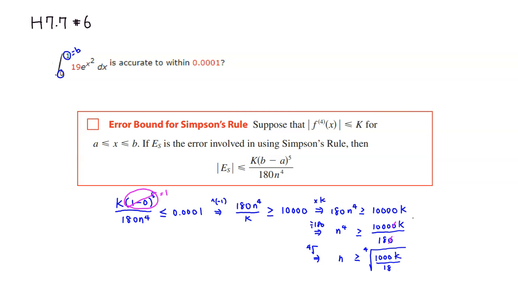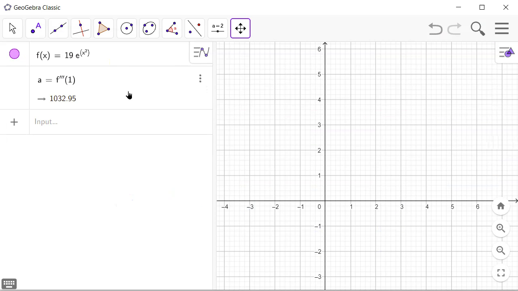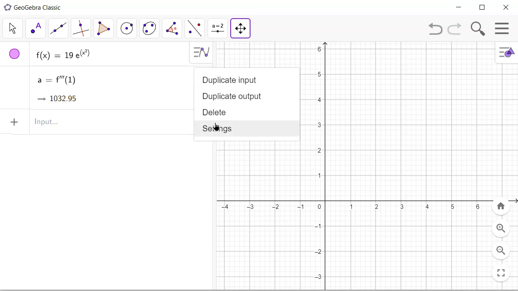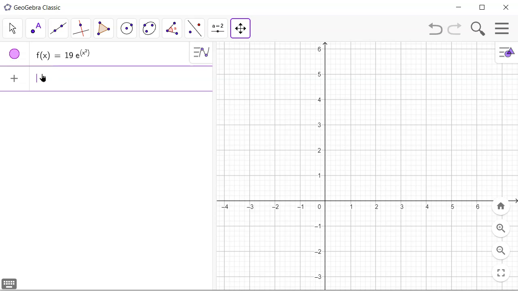Let's try to find that value. All right, let's open up GeoGebra. Oh, actually, I've already done that. I already put the function here, so it's 19e to the x squared. And then I have to find the maximum value, so I want to find the k value. I have to get rid of this one. The k value is going to be the largest possible value of the fourth derivative of f.